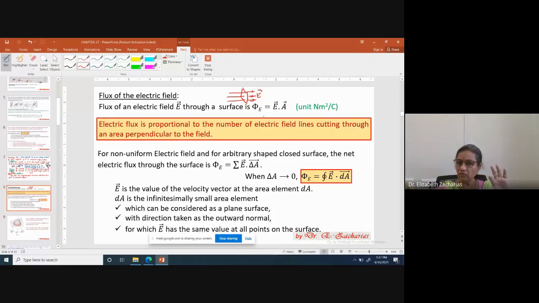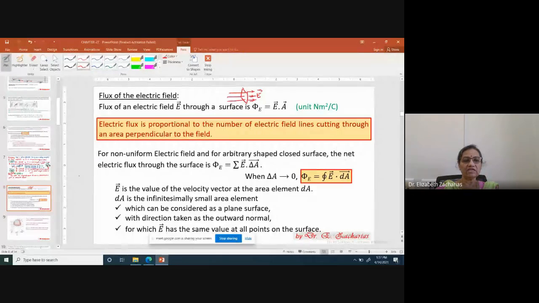And again, what we said there holds good here. Electric flux is proportional to the number of electric field lines cutting through an area perpendicular to the field. If I'm talking about fields like this, and if I'm holding an area perpendicular, the number of lines cutting through this perpendicular area represents the value of the flux.